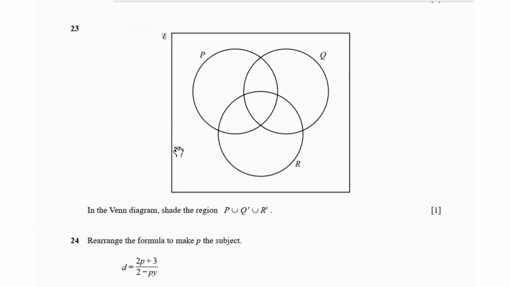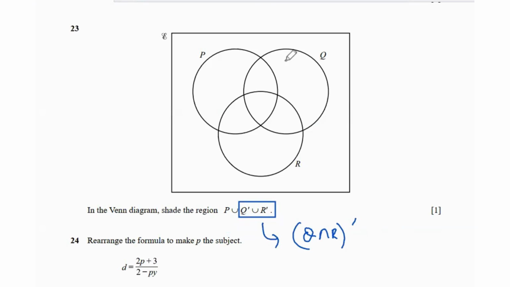Then question 20. It says in the Venn diagram, shade the region P union Q intersection union R intersection. Then it says in the Venn diagram, shade the region P union Q complement union R complement. Remember that Q complement union R complement is also the same as Q intersection R, whole complement. Q intersection R is this part, and the complement would be everything outside.